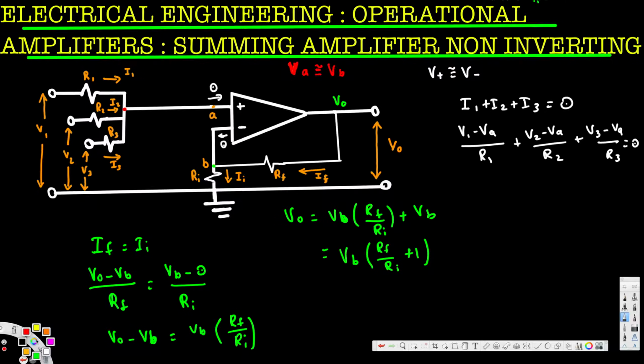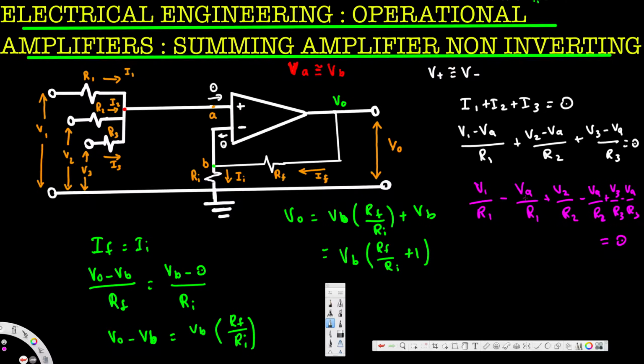Okay, so for this one, I'm going to separate all the VA, because if we find VA, that's going to be the VB, then we can rewrite this Vout voltage in terms of input voltages. Now let's separate VAs. So this one can be written as V1 over R1 minus VA over R1 plus V2 over R2 minus VA over R2 plus V3 over R3 minus VA over R3, all of them are equal to 0.